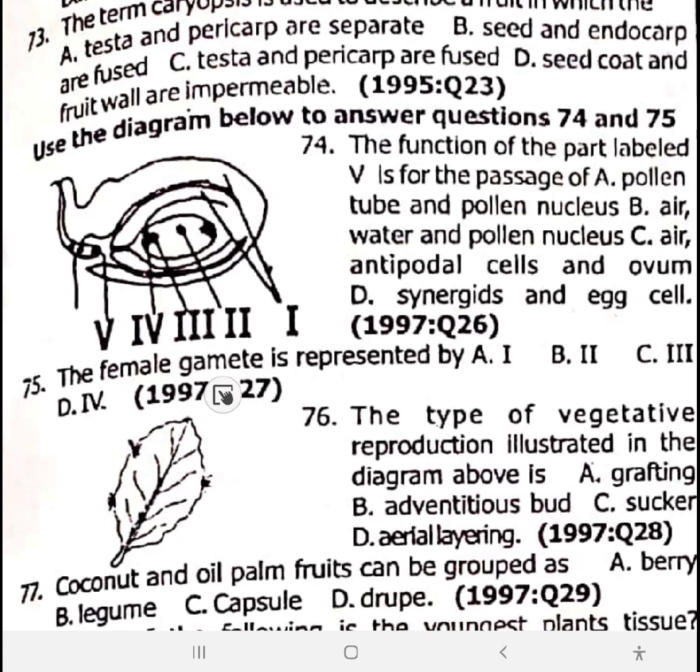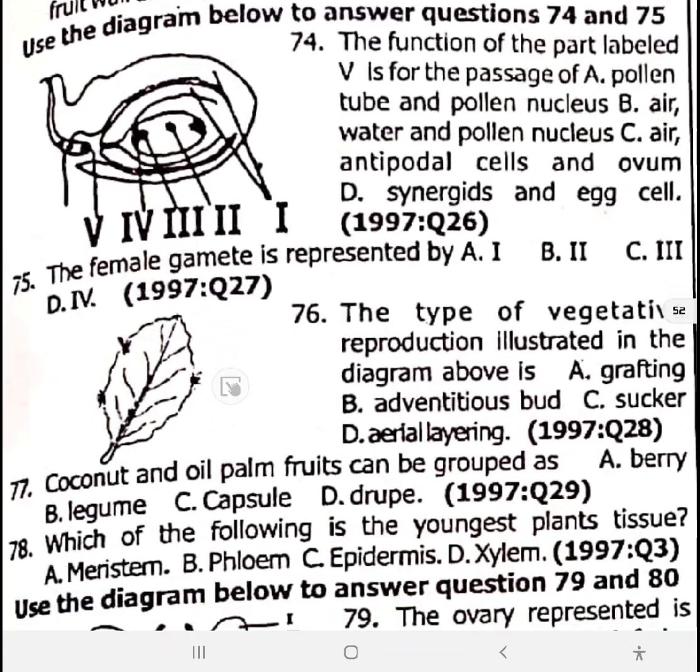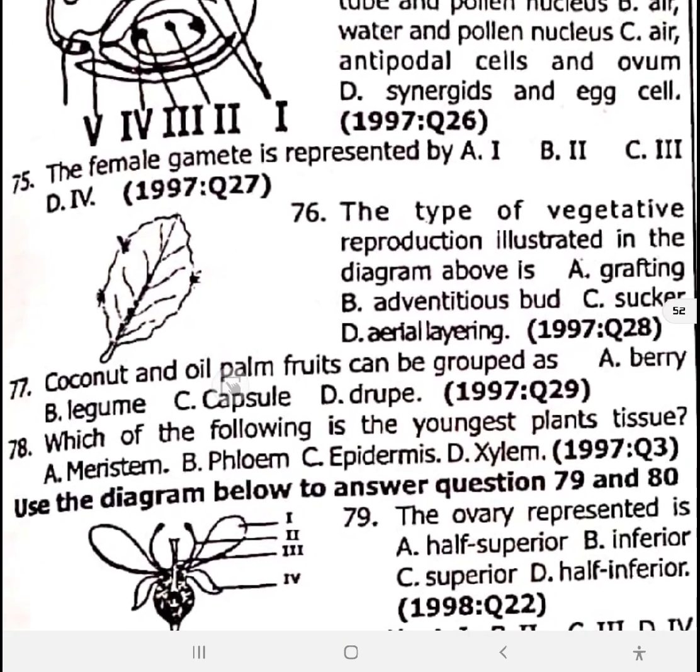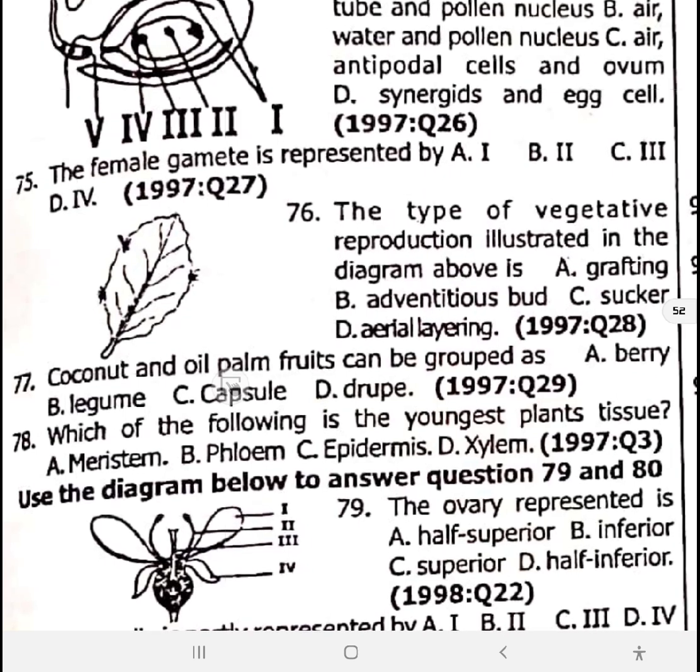75. The female gamete is represented by III, this place, option C. III. Option C. 76. The type of vegetative reproduction illustrated in the diagram above is, let me see, option B, adventitious bud.